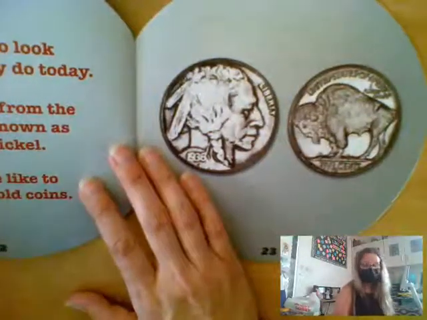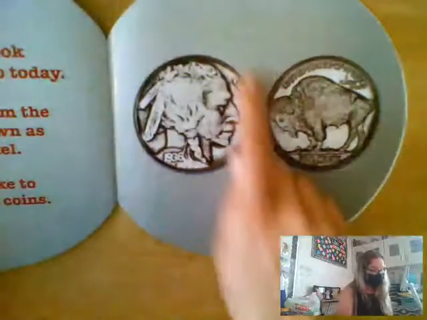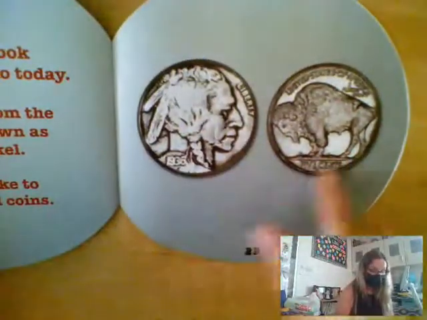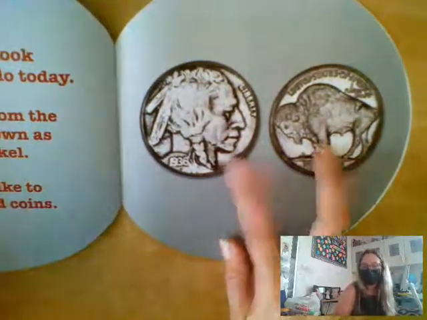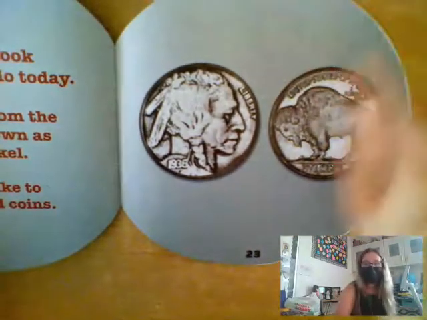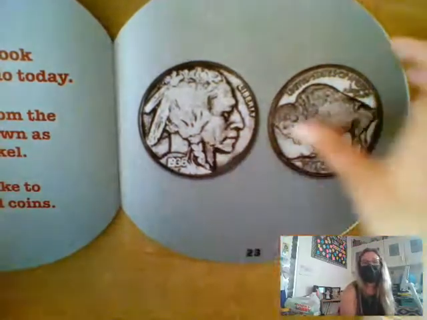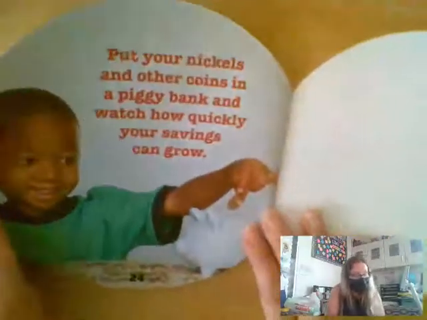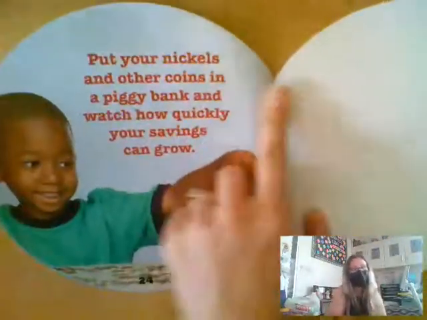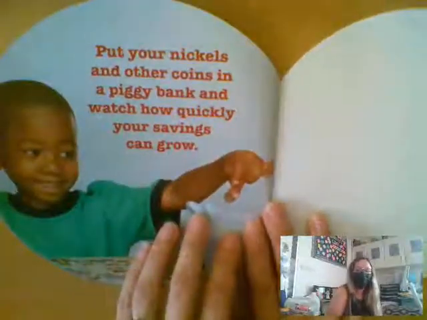Nickels used to look different than they do today. This is a nickel from the early 1900s known as the Buffalo nickel. Yeah, these are still in circulation. So sometimes if you look through your money, you might be able to find one that looks like this. Some people like to collect old coins. So put your nickels and your other coins in your piggy bank and watch how quickly your savings can grow.